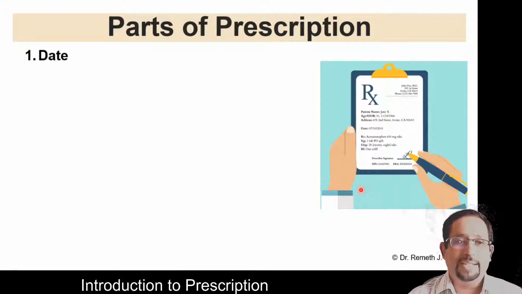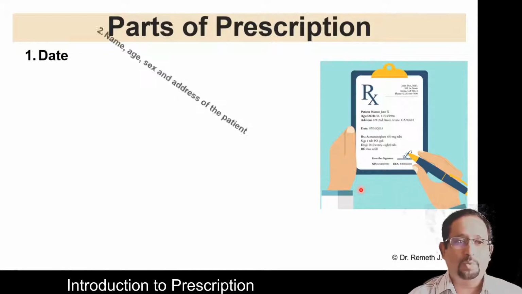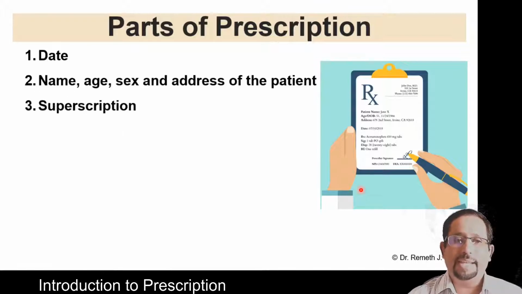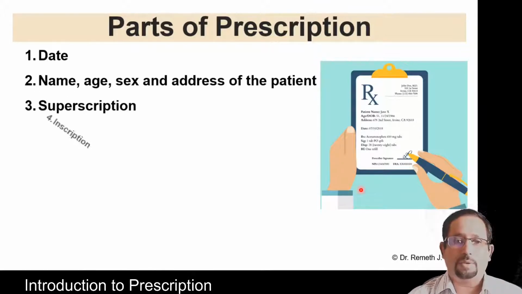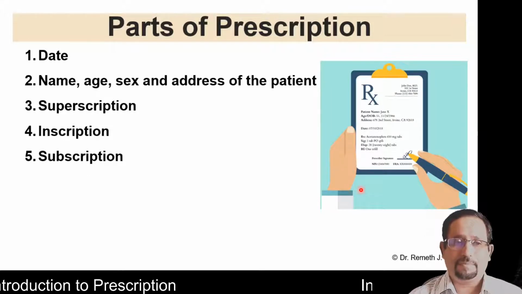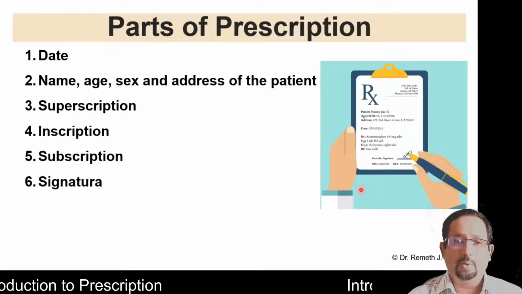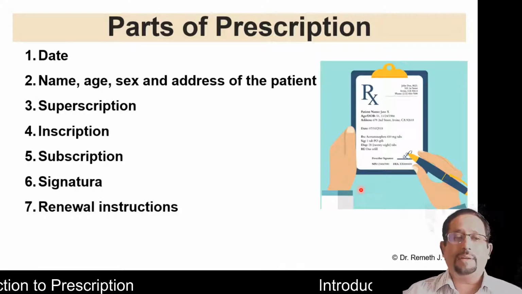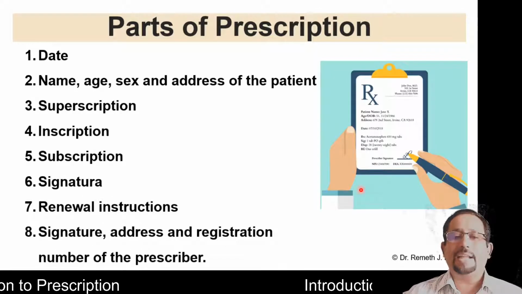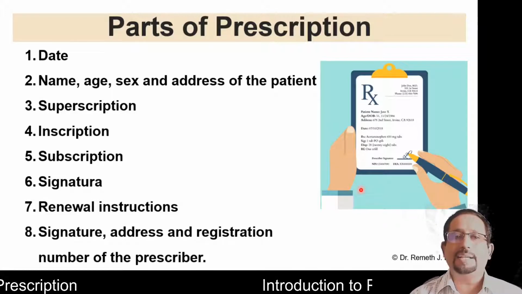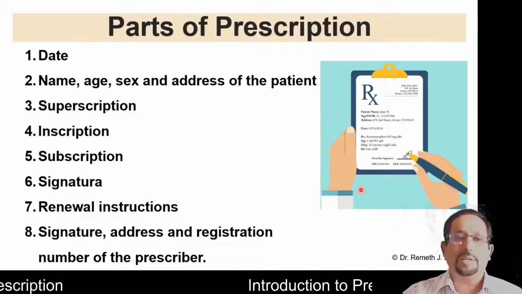Part number 1 is date. Part 2 is name, age, sex and address of the patient. Part 3, superscription. Part 4, inscription. Part 5, subscription. Part 6, signatura. Part 7, renewal instructions. Part 8 is signature, address and registration number of the prescriber. So dear students, an ideal prescription contains all these 8 components.